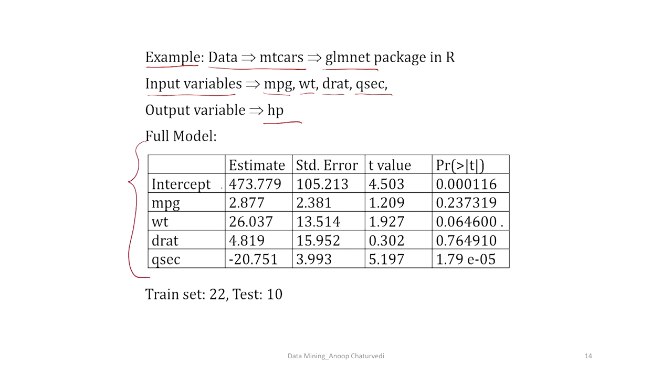This is the intercept term, the regression coefficient for mpg, then the regression coefficient for wt and so on. Then you also get the standard errors, corresponding t values and corresponding p values. Of course, the p values of these two variables are higher than 0.05. This is also higher than 0.05.